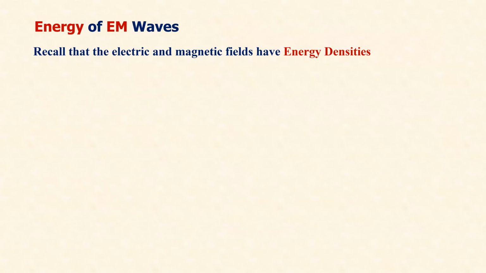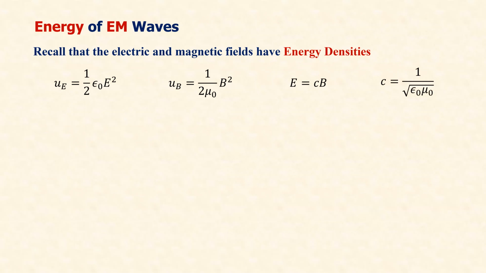All right, what about the energy densities? Remember that we said that when we have electric field, we have electric field energy density in space. And when we have magnetic field, we have magnetic field energy density in space, and we derived these equations, both of them. And then we have this also, E is equal to cB for all of them, and c is 1 over square root of epsilon naught mu naught. Okay, we have all these. Now let's look at the total energy of the electromagnetic wave. And first of all, let's look at the energy of the magnetic field.